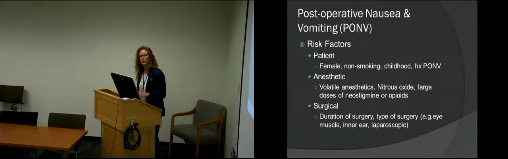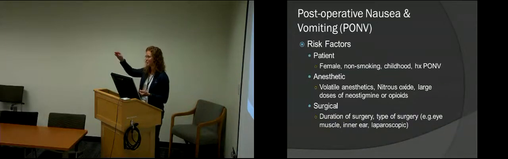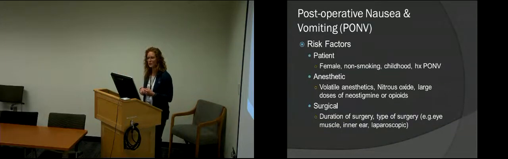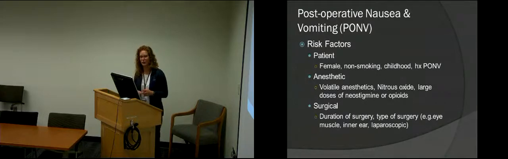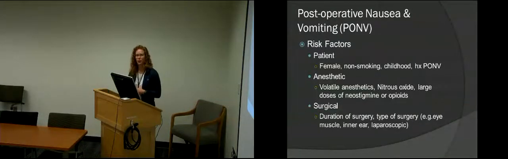All right, so the one that you get tested on all the time, your favorite, post-op nausea and vomiting. The risk factors are important to know, and you'll see, right, when you do your pre-op note, it says like what's your risk, what's your score, all those things. You will get tested on these. They pop up on a lot of things. So risk factors being female, non-smoking, as a child, or a history of PONV. The other risk with it is your anesthetic, right? So a patient getting a volatile anesthetic, nitrous oxide, large doses of neostigmine or opioids can do that.